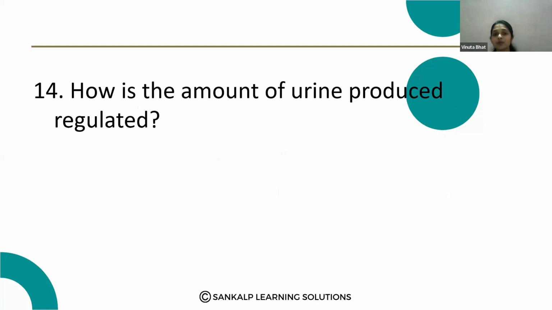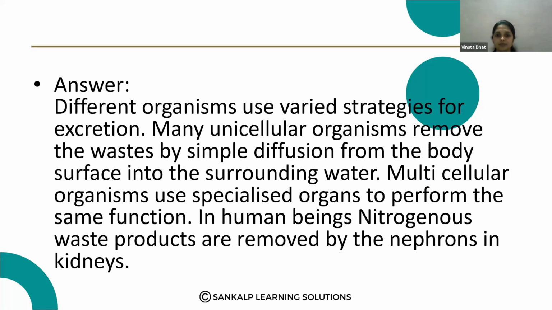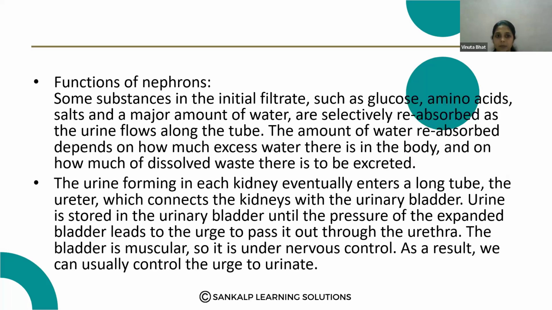How is the amount of urine produced regulated? For this question, you mainly have to include this. When the filtrate enters the tubular part of the nephron, mainly this part.